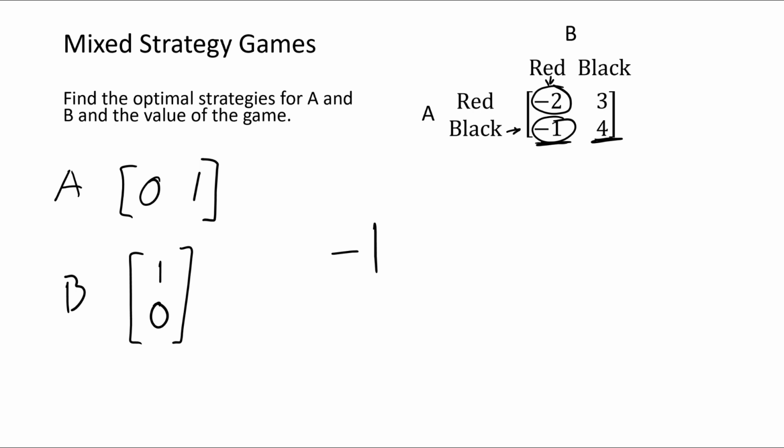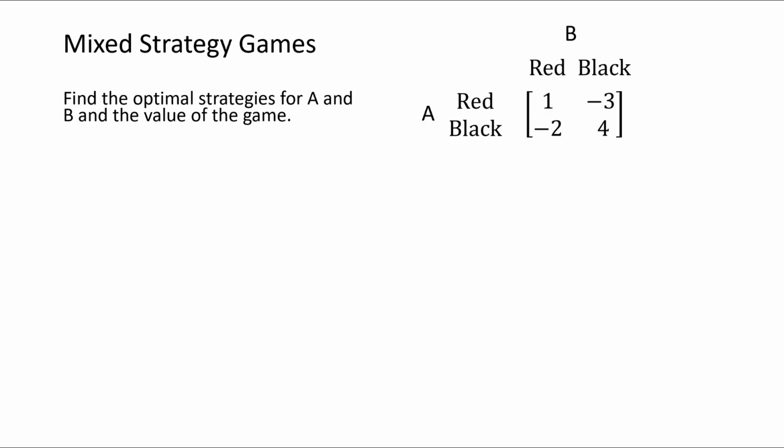Now let's do an example where that doesn't happen. We're still going to start with looking for a saddle point, and you should do that on every problem because if there is a saddle point, it's way easier. So circle smallest in each row. Same example here, two players, show a red card, show a black card. But in this case, our matrix is 1, -3, -2, 4.